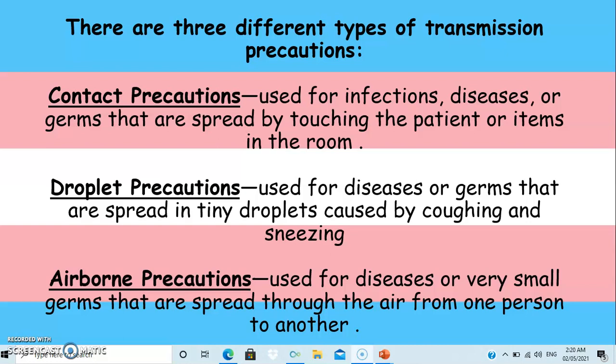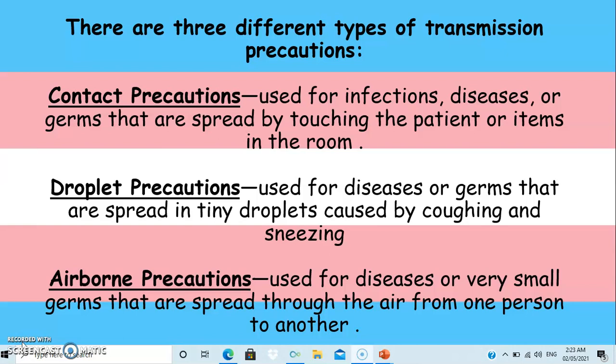So these are examples of contact precautions. First is viral gastroenteritis, Clostridium difficile, and scabies. Next is the droplet precautions. Droplet precautions are used for diseases or germs that are spread in tiny droplets caused by coughing and sneezing. Examples of droplet precautions are influenza, pertussis or whooping cough, and rubella.